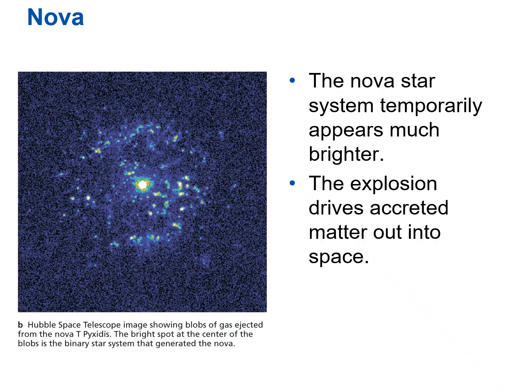This image from Hubble's Space Telescope shows blobs of gas ejected from a nova. The bright spot at the center of the blobs is the binary star system that generated the nova. The nova star system temporarily appears much brighter, and the explosion drives the accreted matter out into space.